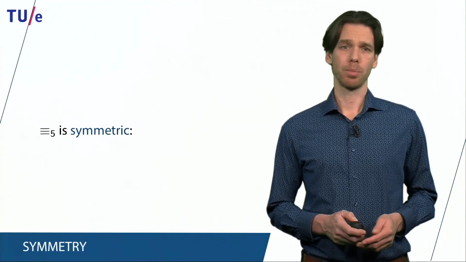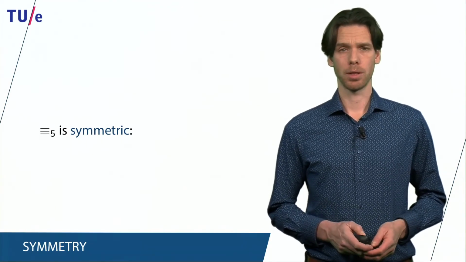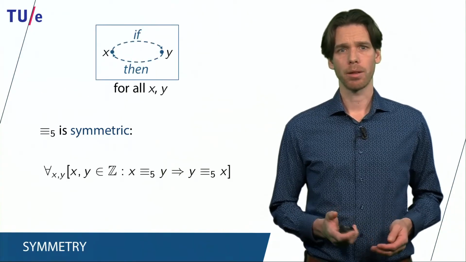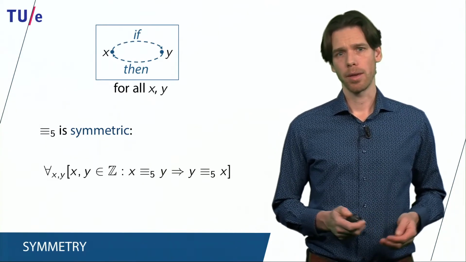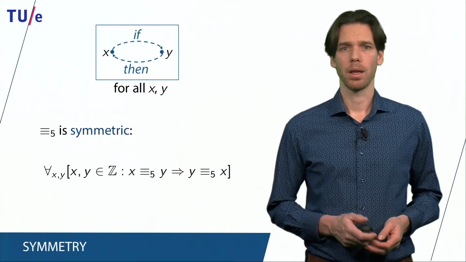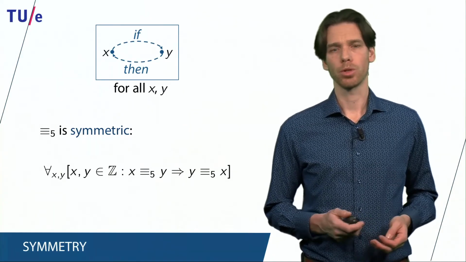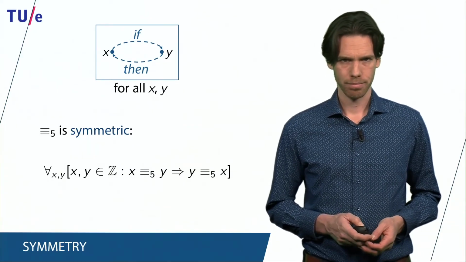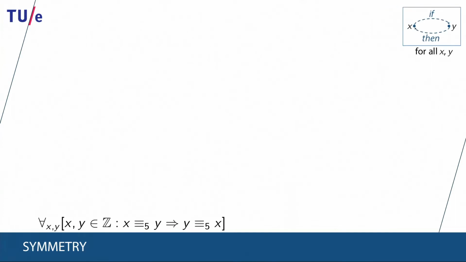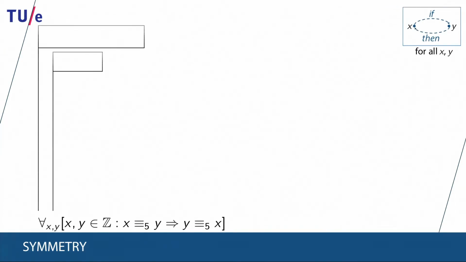Our next goal is to prove that equivalence modulo 5 is symmetric. Recall that the relation is symmetric if for all elements x and y, whenever x is related to y, then also y is related to x. Our goal is to establish a universally quantified implication. So we declare integer variables x and y, assume that x is equivalent to y modulo 5, and set as our new goal to prove that then also y is equivalent to x modulo 5.